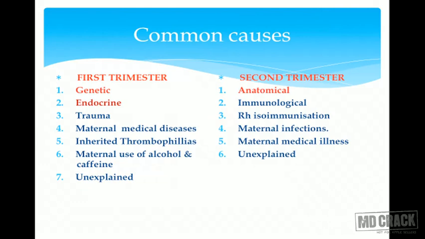Now again I am stressing on this point. Common causes divided according to the first trimester and second trimester causes. Genetic, most commonly seen in first trimester. Endocrine, second common. Then trauma, maternal medical illnesses, inherited thrombophilias, alcohol, caffeine and unexplained. In second trimester, most common is anatomical, uterine anomalies, then immunological, Rh isoimmunization, maternal infections, maternal medical illnesses and unexplained.